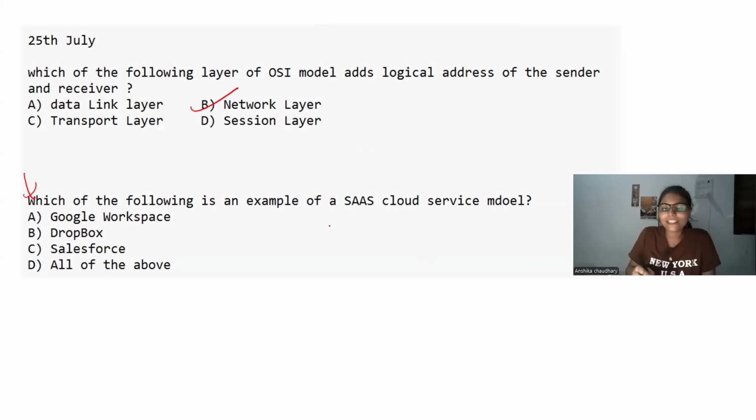Which of the following is an example of a SaaS cloud service model? SaaS stands for software as a service. So any software that we are using for some services, like Microsoft 365, Salesforce, Dropbox, all are examples of SaaS. So all of the above will be the answer. Workspace, Dropbox, and Salesforce all are examples of software as a service.